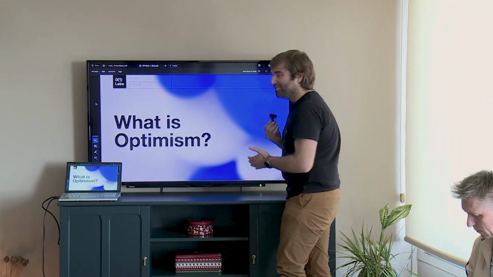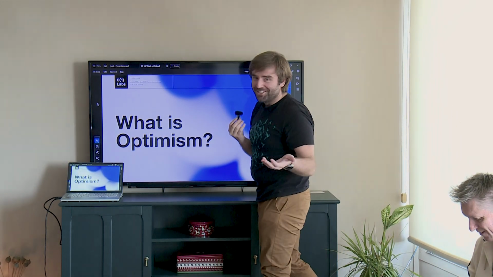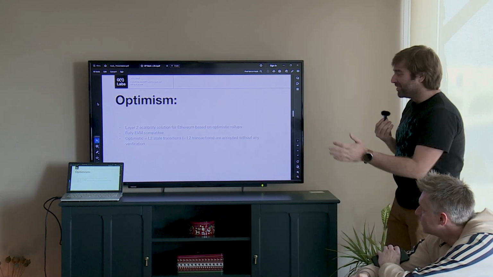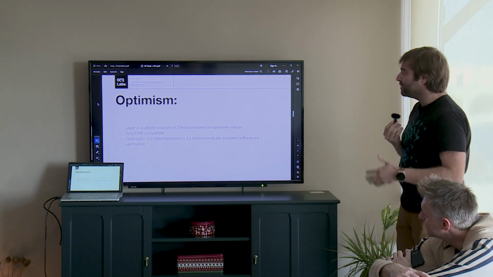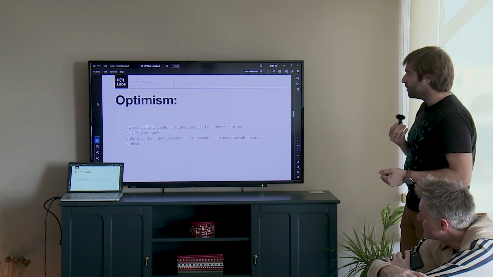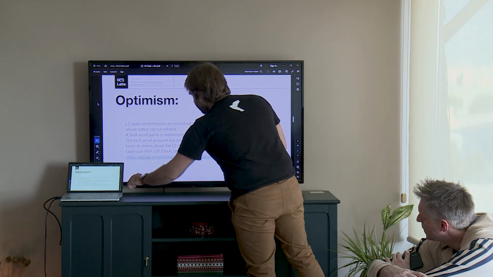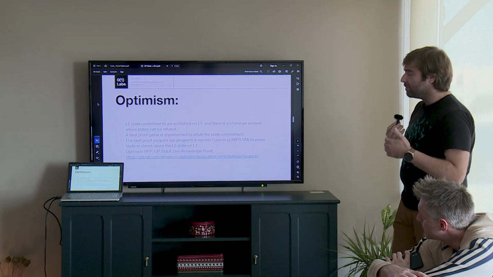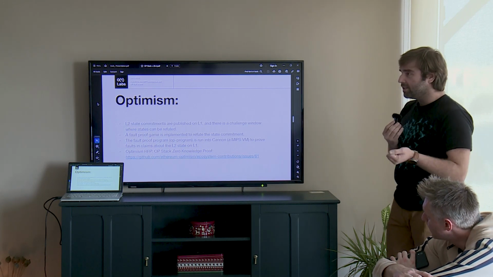I'm not sure if you mentioned that, but I'm going to go through this anyway. What's Optimism? It's a layer 2 scalability solution for Ethereum based on optimistic rollup, fully EVM compatible, and optimistic means that the state transitions, therefore the transactions, are accepted without any verification. The L2 state commitments are published on the L1, and there is a challenge window where the states can be refuted.